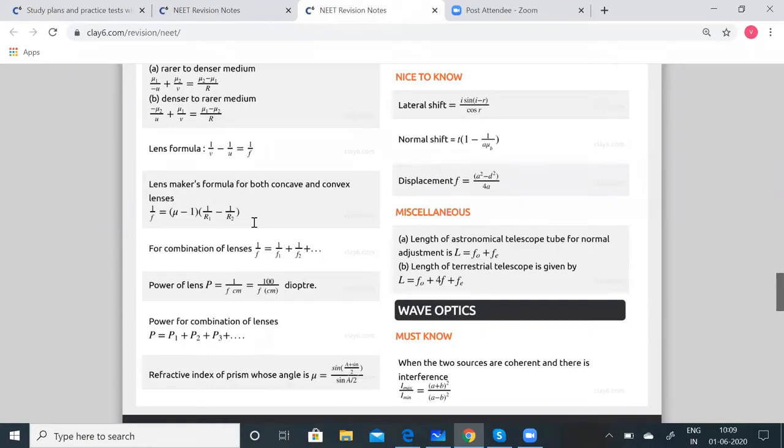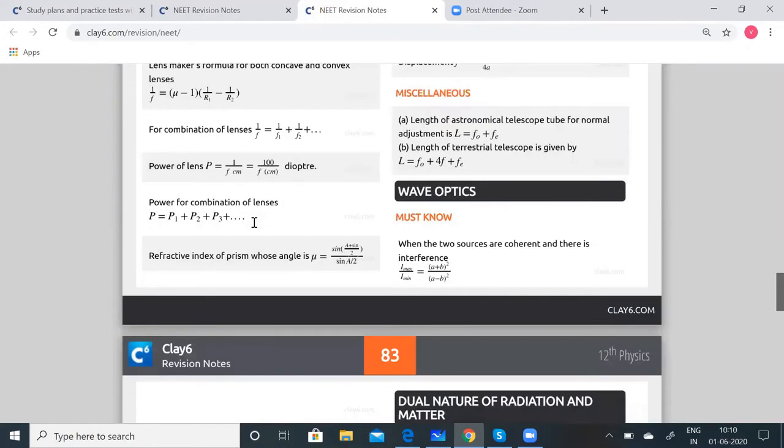Power of a lens P is given by 1/f, where f is the focal length in meters. If you want to convert, it is 100/f with f in centimeters, and the unit is the diopter. So the unit for power is the diopter. Power of a combination of lenses, you can simply add everything: P1 + P2 + P3 and so on till Pn. Remember, power is nothing but the reciprocal of the focal length.